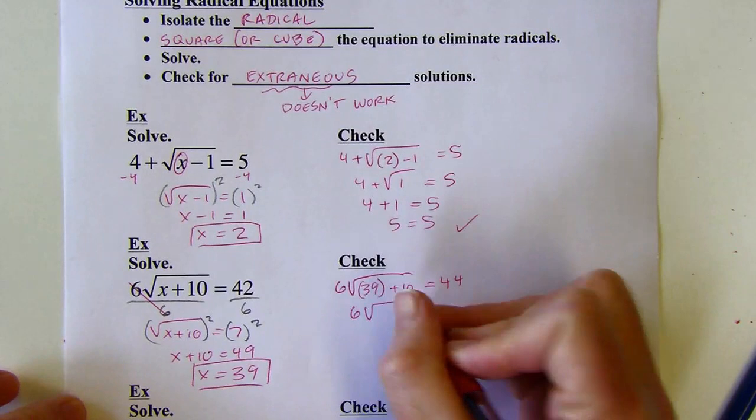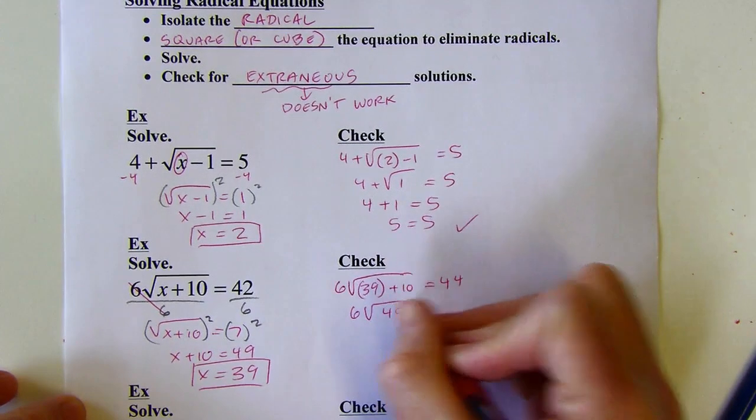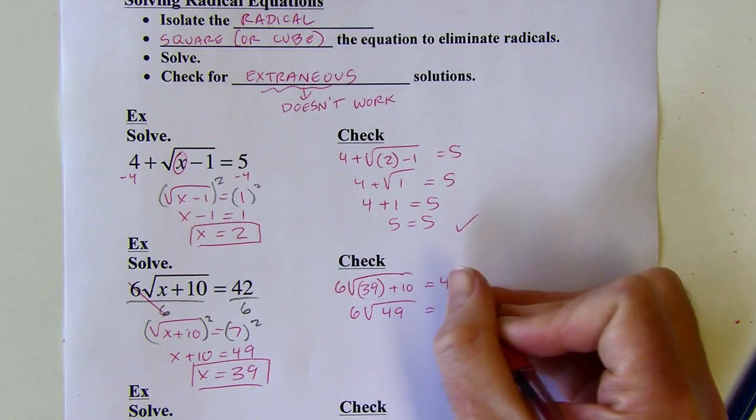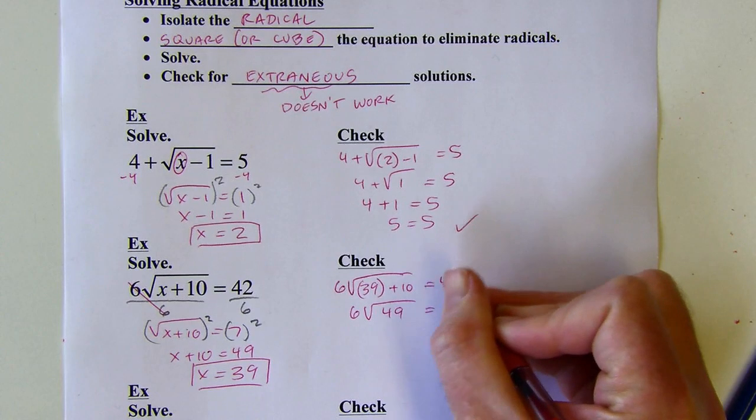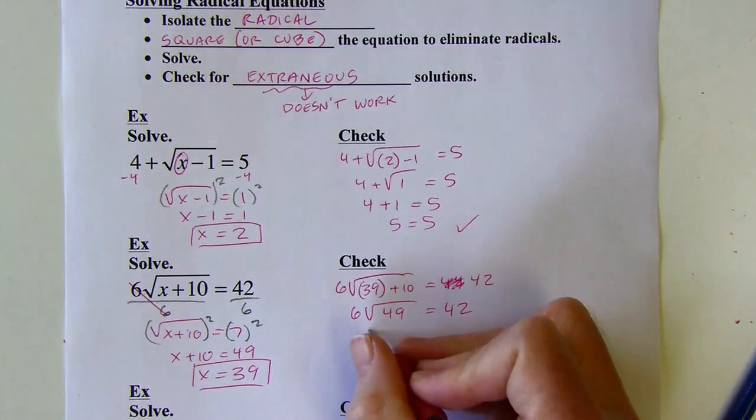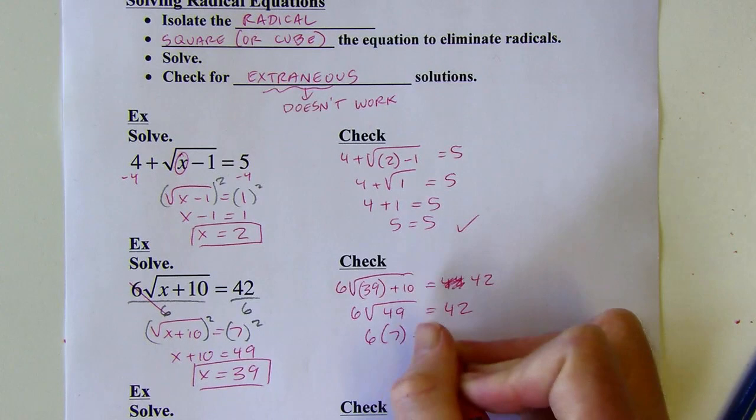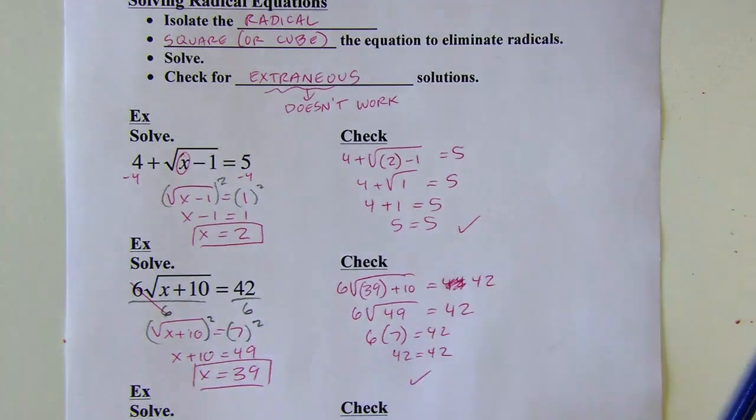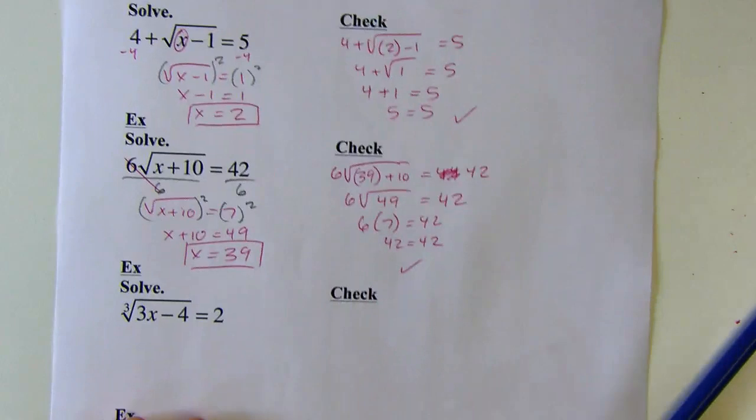Okay, so I've got 6 times the square root of 49 is going to equal 42. Whoops, I wrote 44 by mistake. That should have been 42. Okay, so square root of 49 is 7, and hey, this works because 6 times 7 is 42. So check, that shows that's a good answer.